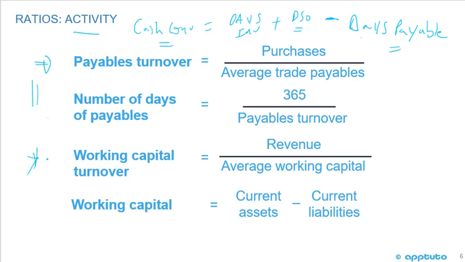Working capital turnover, revenue divided by average working capital. And what is working capital? It's our current assets minus our current liabilities.